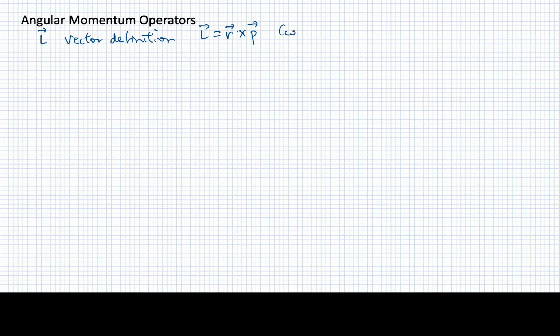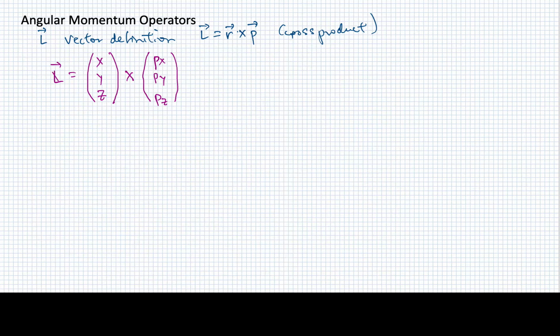So I'll label this as cross product. Now, how do we define this? Well, I want to write this in a vector fashion. So I'm going to write L as equal to a column vector, which has three components, x, y, and z. And these are going to undergo a cross product with a momentum vector that also has three components, px, py, and pz. So how would we go about evaluating this cross product?